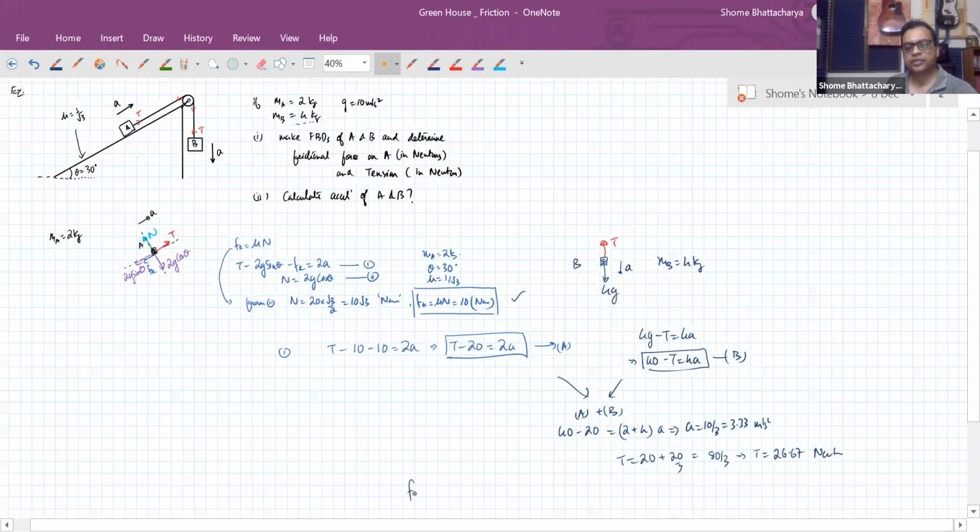So friction acting on A is 10 newtons. Tension in the spring is 80 by 3 or 26.67 approximately newtons. Okay. And what is acceleration? Is equal to 10 by 3 or 3.33 meters per second square. So these are the final answers, people. Make sure you're clear with this.